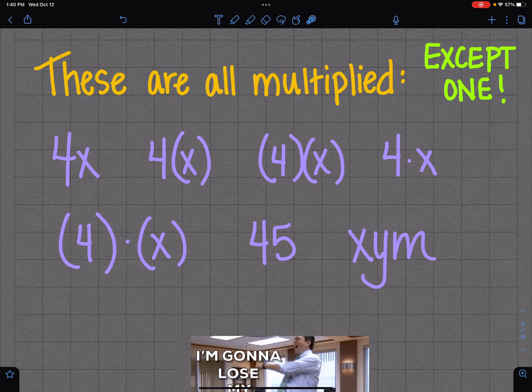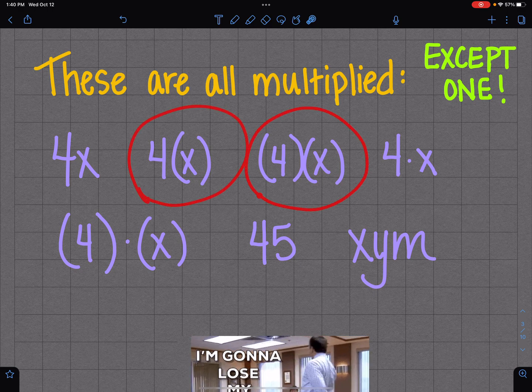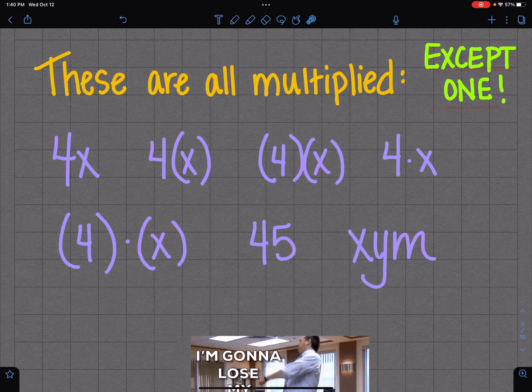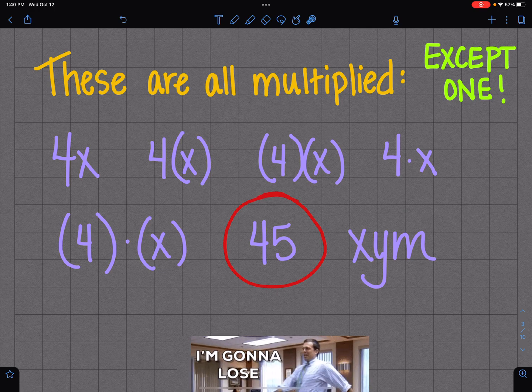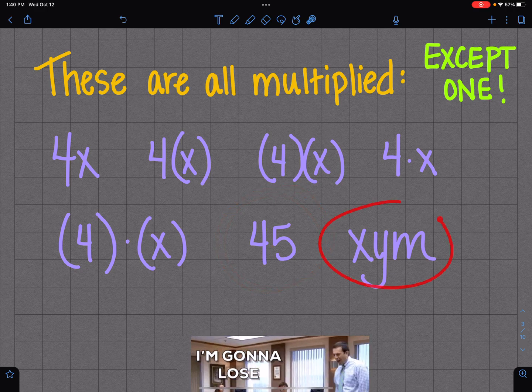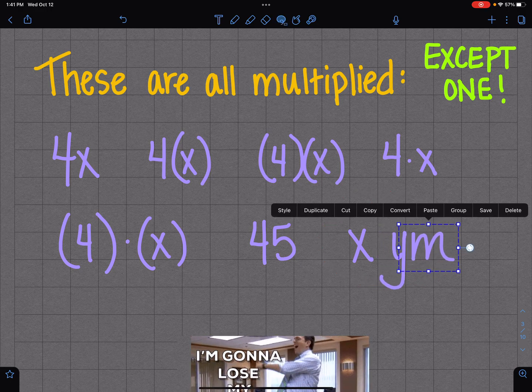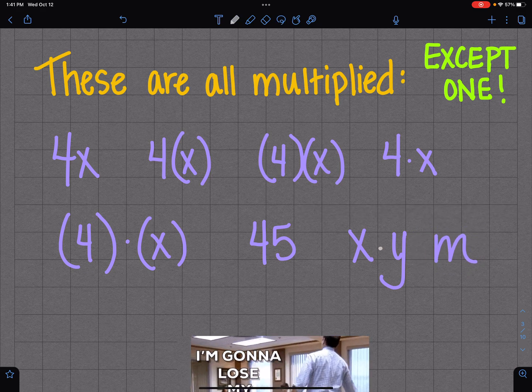Now, when you look at these different expressions, these are all different ways that you can say that these two things are multiplied by each other. Except one. Which one does not mean multiplication? Okay, if you guess this, that is correct. This is obviously just the number 45. So you don't multiply the 4 and 5 together, it's just a number. But everything else, even this, basically means x times y times m. So we're going to have to remember that when we see two numbers side by side.